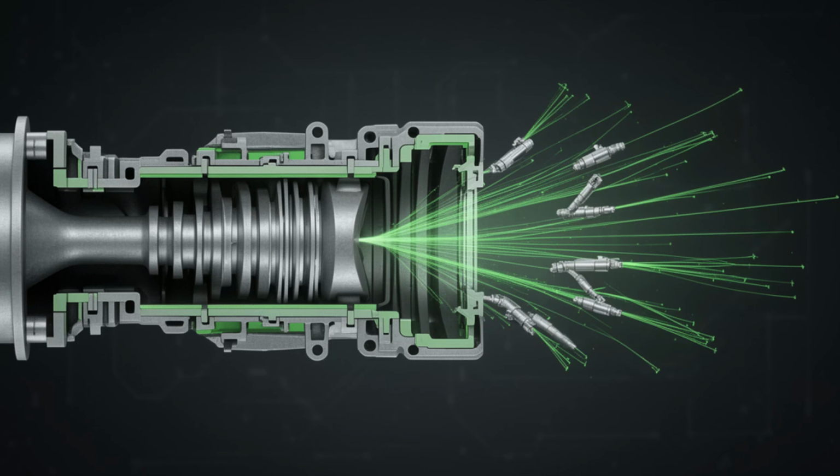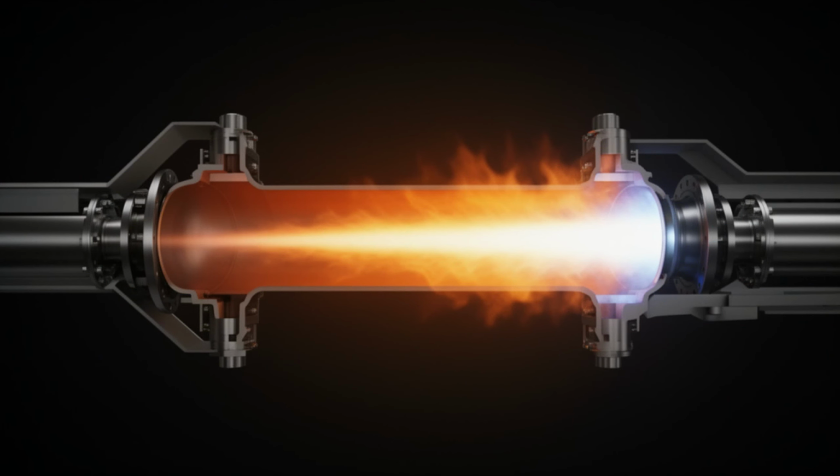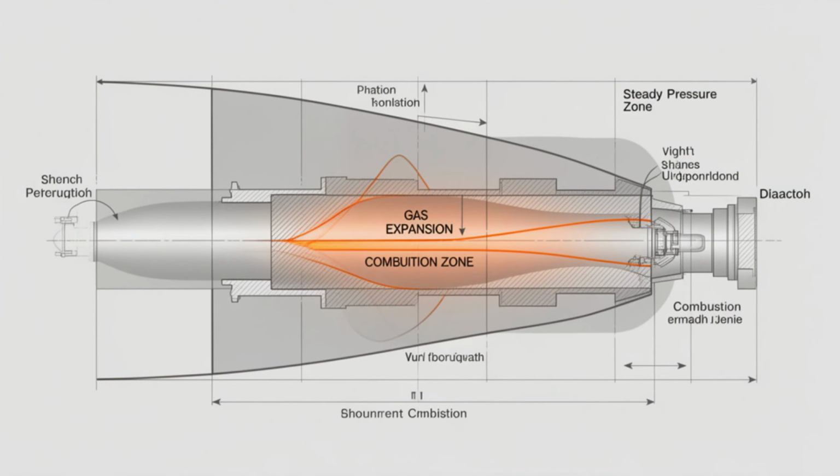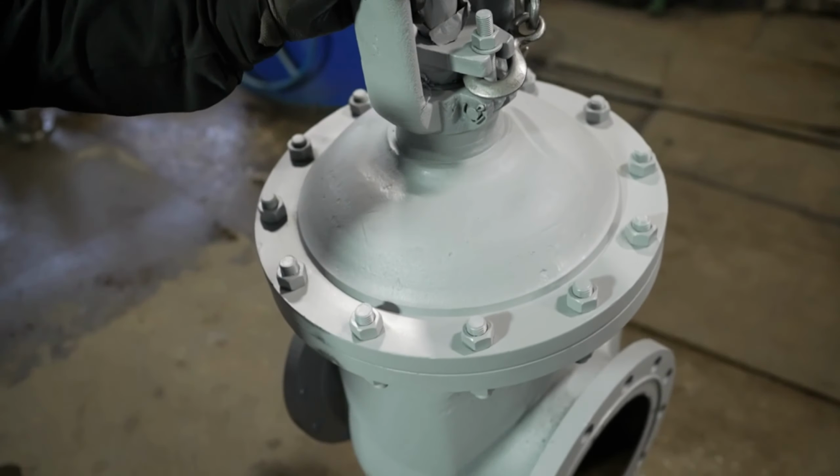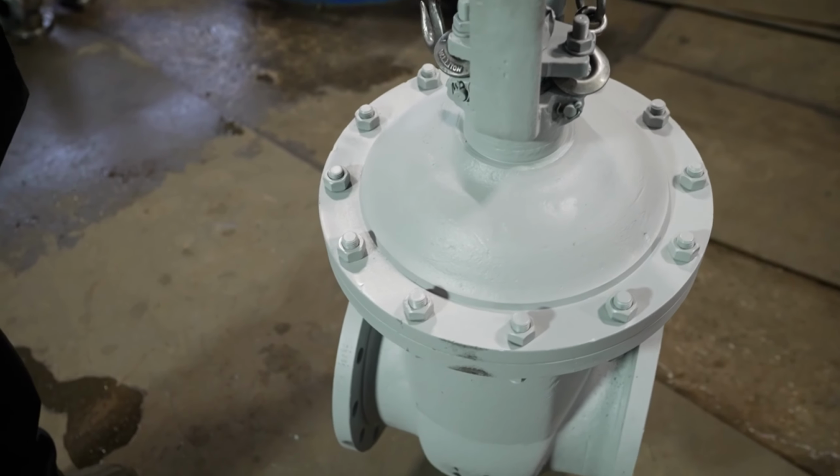The compressed air then flows into the combustion chamber. Here, fuel, most commonly natural gas, but sometimes diesel or other fuels, is injected and ignited. Combustion occurs continuously and in a controlled manner. Unlike the violent explosions inside piston engines, the flame in a gas turbine is stable and sustained. The key objective is to raise the temperature of the air dramatically while keeping pressure nearly constant. Chemical energy from the fuel is transformed into thermal energy stored in the hot gas.